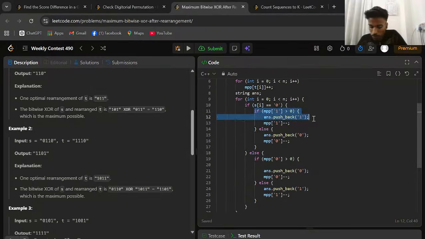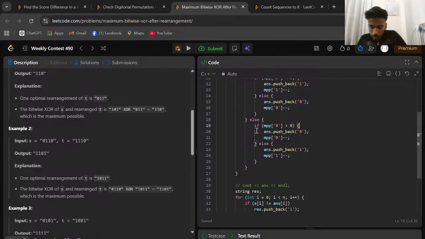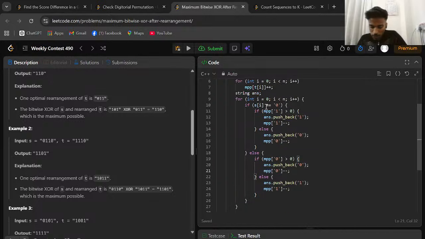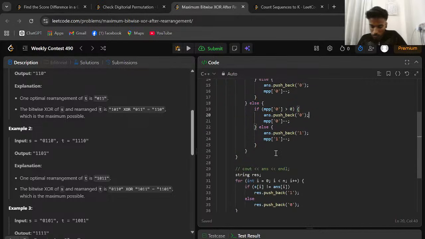So if S of I is equal to 0 and you have a 1 available, meaning MPP of 1 is greater than 0, then simply push back 1 and decrease the frequency of 1. And if S of I equal to 0 and 1 is not available, like if MPP of 1 equal to 0, then you have no choice, you have to put a 0 here. Okay. Similarly, if S of I equal to 1 in the else part, if MPP of 0 is greater than 0, simply push back 0, and otherwise push 1.